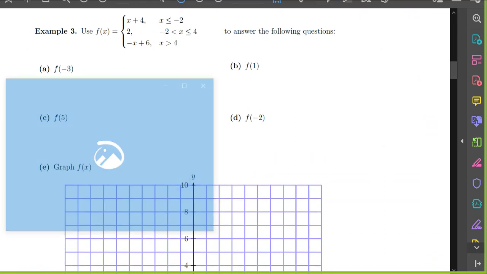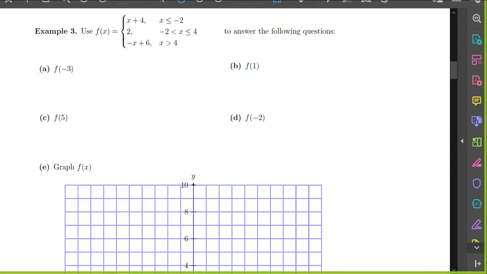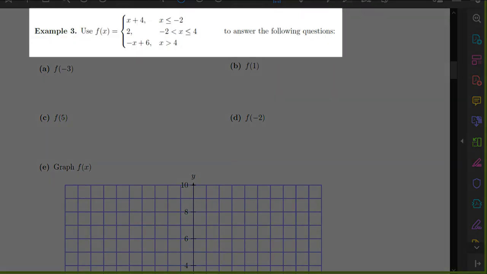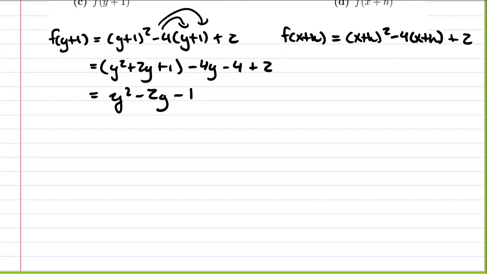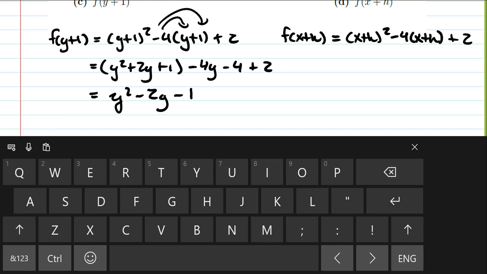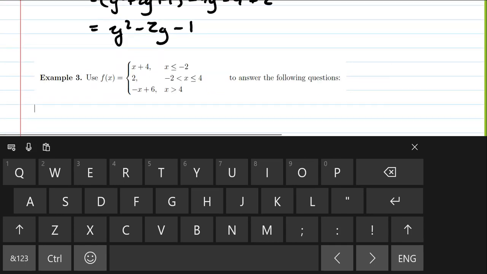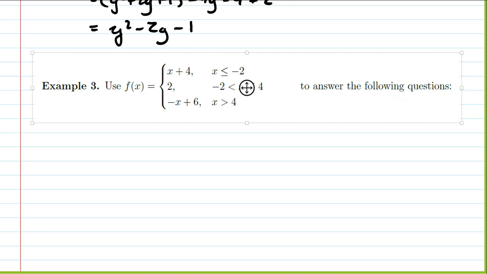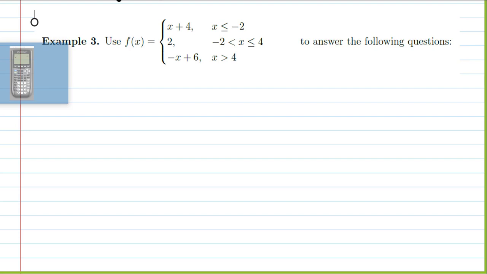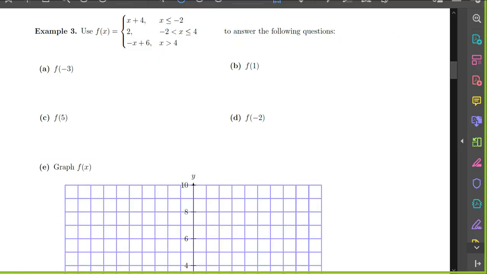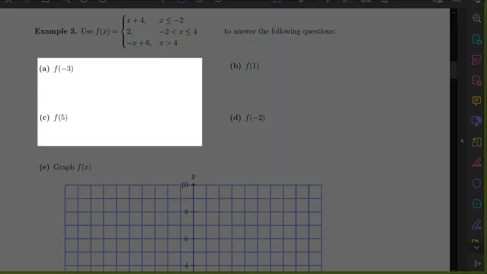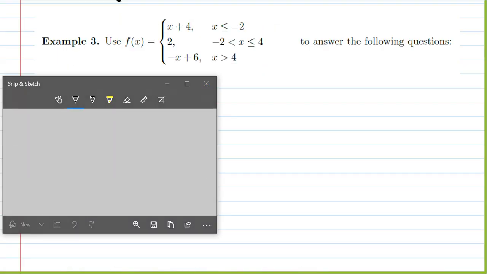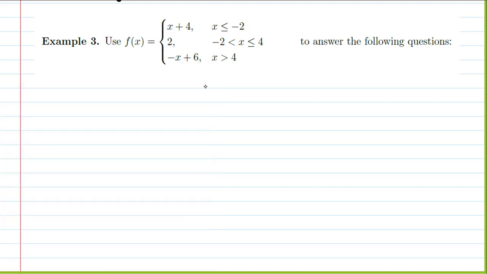All right, so let's take a look at our next example. So example number 3. We're asked to use f of x to answer the following questions. And the questions are to evaluate and then eventually graph this thing.